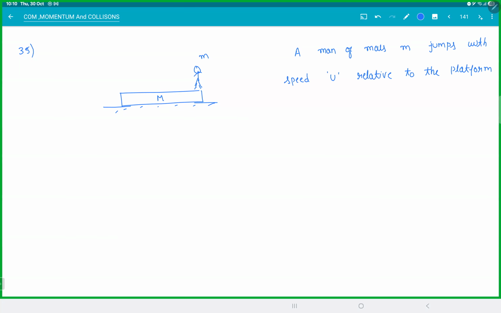So suppose if they say he jumps with speed u, that means they're talking in the ground frame. See one thing, you can always conserve momentum in the center of mass frame. Remember, there was a statement we wrote, because when you stand on the center of mass, momentum of the system is zero. Even if you have external forces, momentum is still conserved. And the floor is smooth. So with respect to the platform, he's jumping with u. Find the velocity of the platform after he jumps.